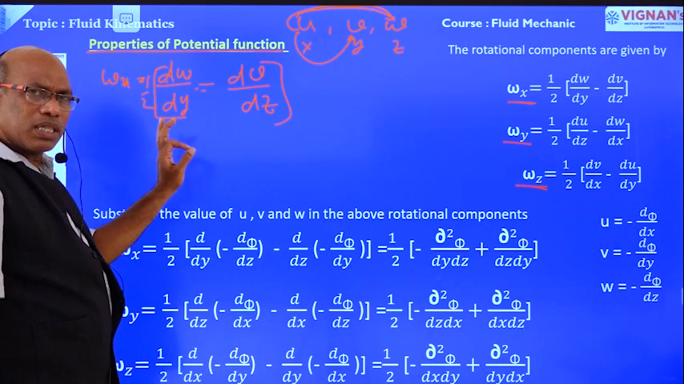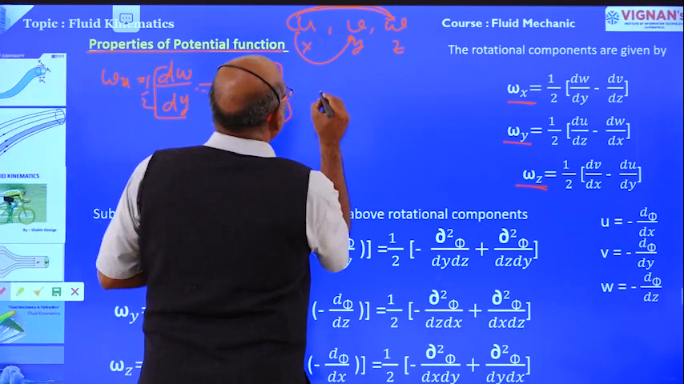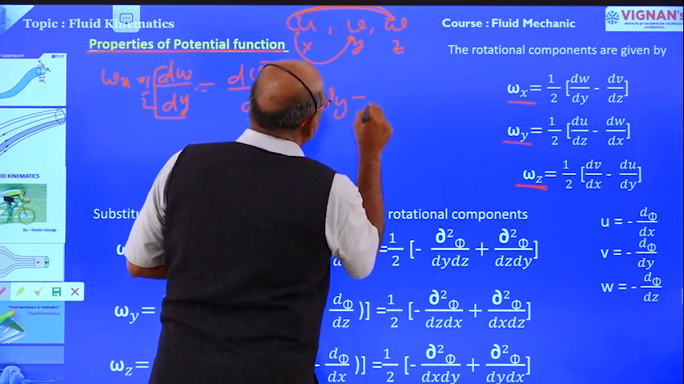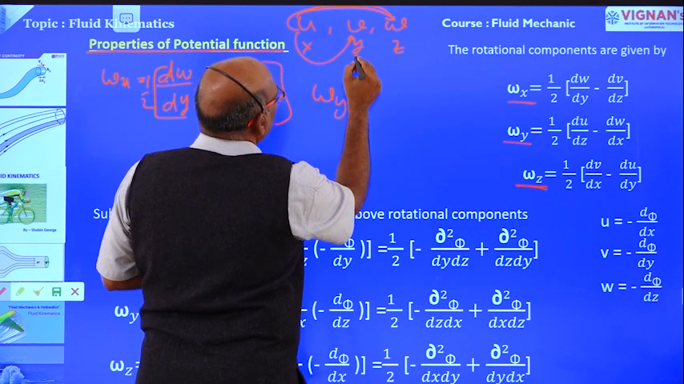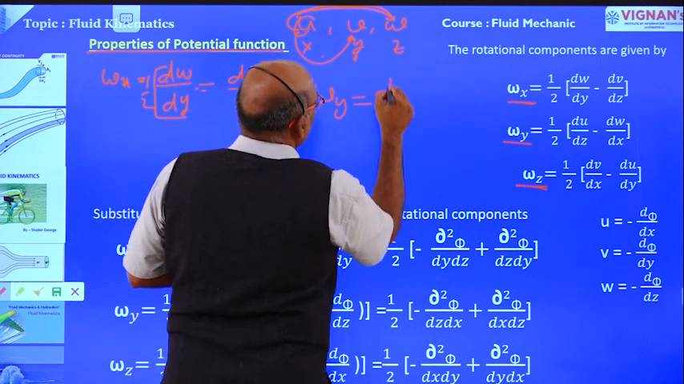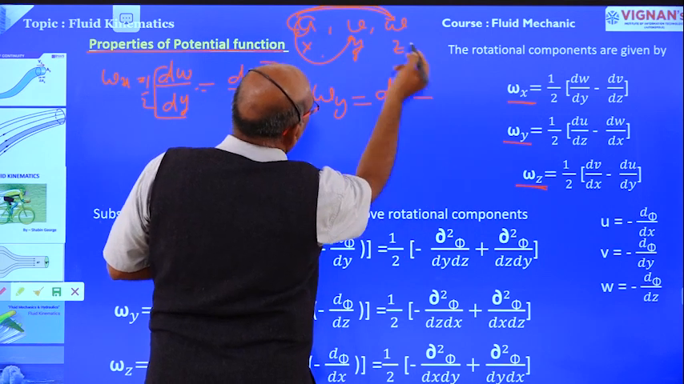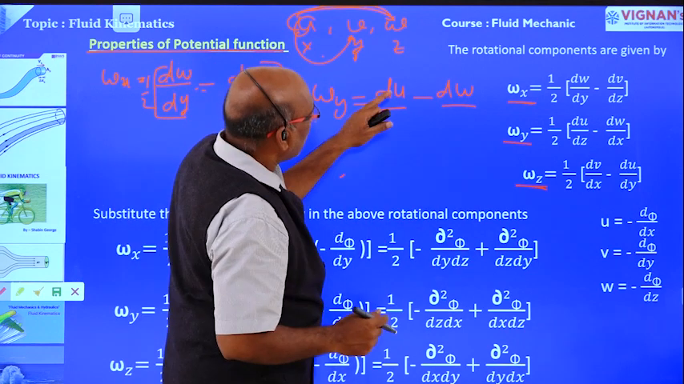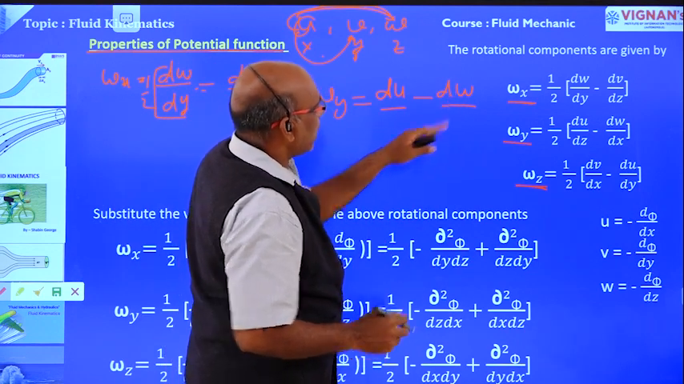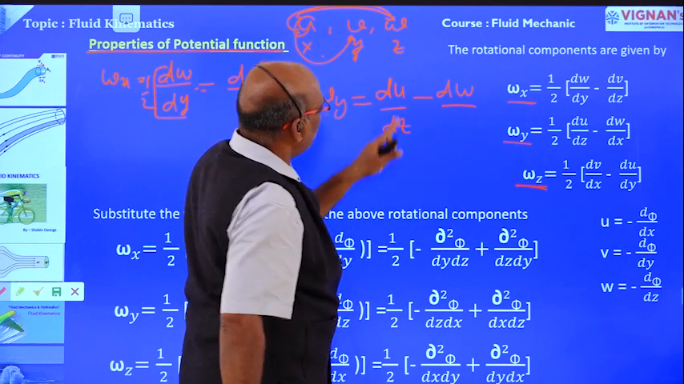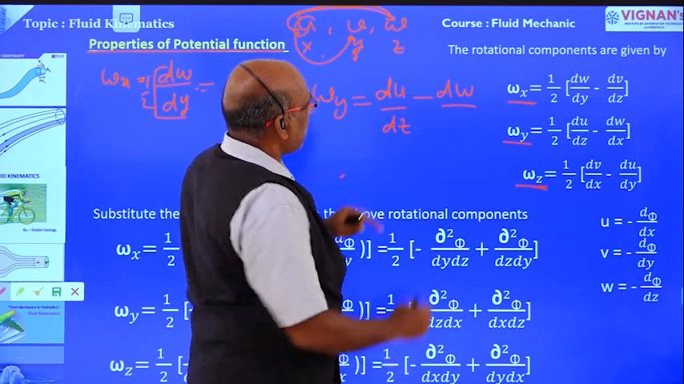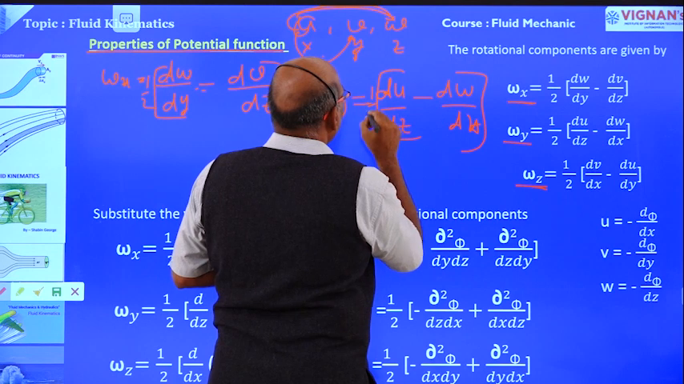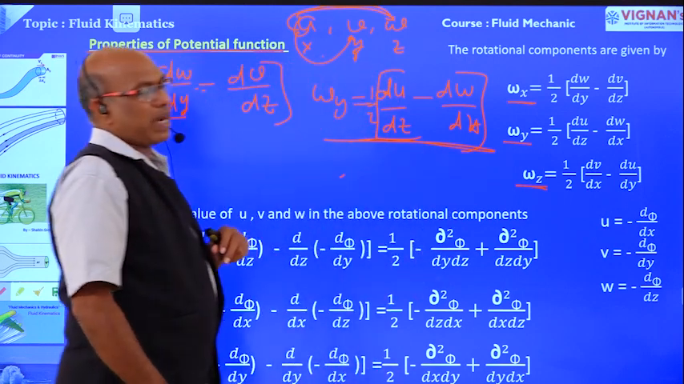In the similar way, the rotational component in y direction: what is before y? u. That means du minus, after, dw. Now we take the z direction, that is dz, and du is the x direction, that is dx, into 1 by 2. This is the rotational component in y direction.